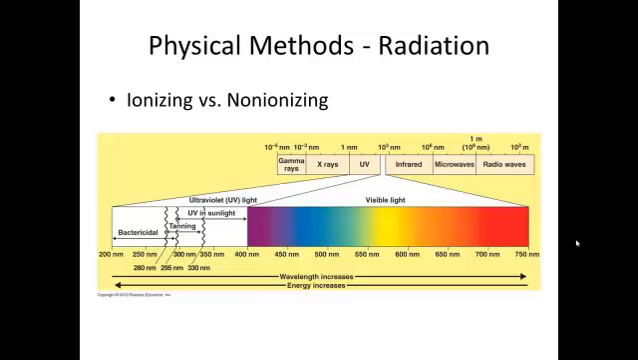So let's talk about light. Visible light is the spectrum of light, the wavelength of light that you can see, and it does not kill microbes. If we move to shorter wavelengths, more energetic wavelengths, then we start killing microbes.